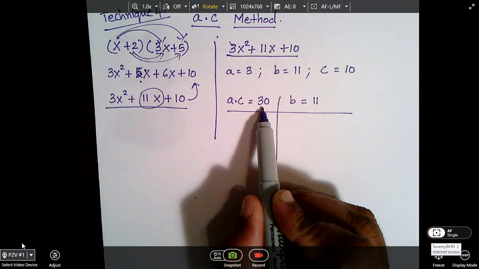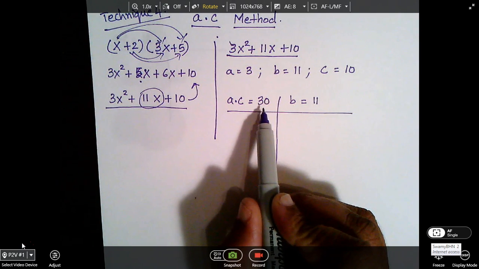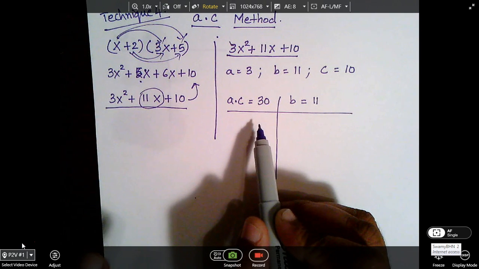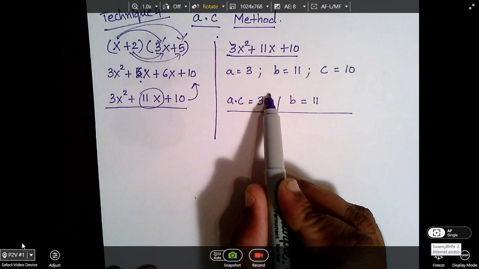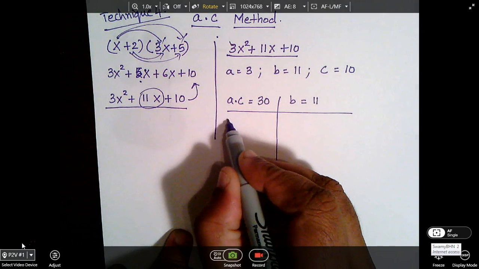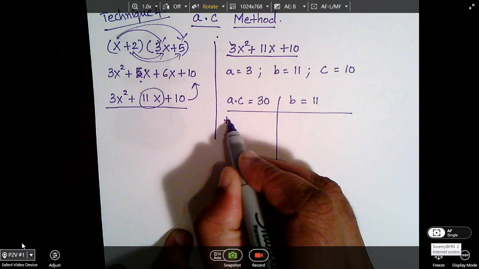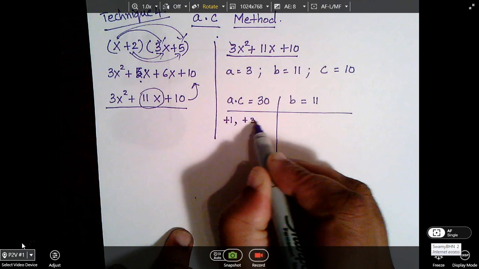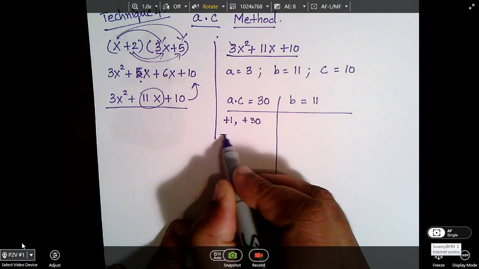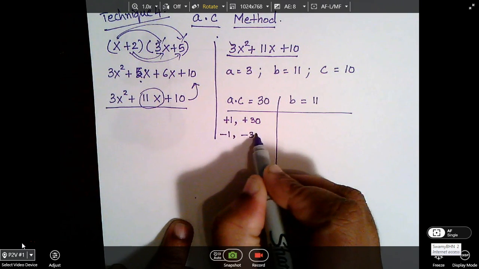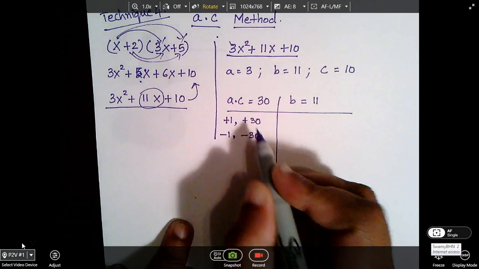So 30 is a positive number. So when I multiply two numbers to give me the 30, both have to be positive numbers or both have to be negative numbers. Then only I can get a positive 30 as my product. So the first combination is I can have a positive 1 and a positive 30. That will give me a 30. Or I can have a negative 1 and a negative 30.